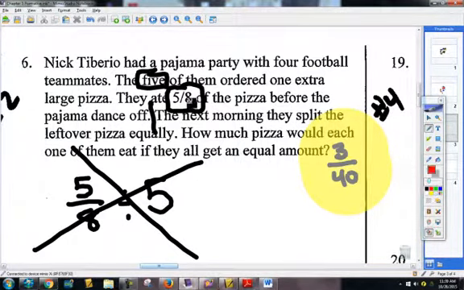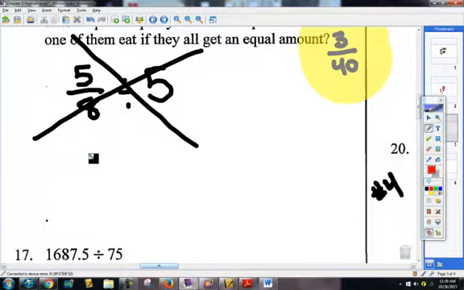Do they have 5/8 of pizza left over the next morning? No. That's how much they ate. They ate 5/8. So if they ate 5/8 of that pizza, the next morning, how much pizza do they have remaining? Don't they have 3/8? Right? Yeah. And aren't they dividing that by the 5 teammates?